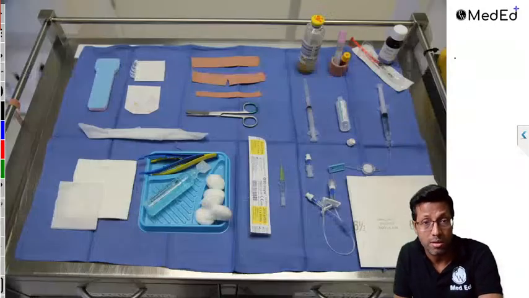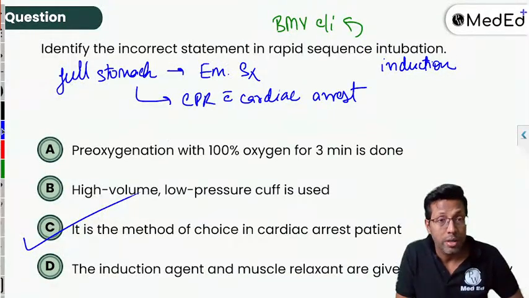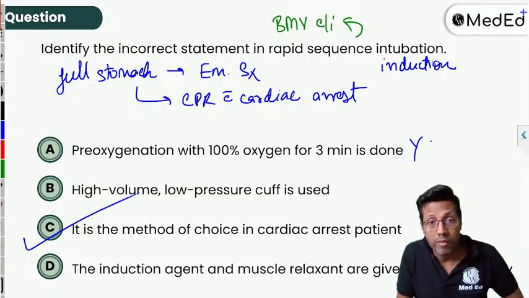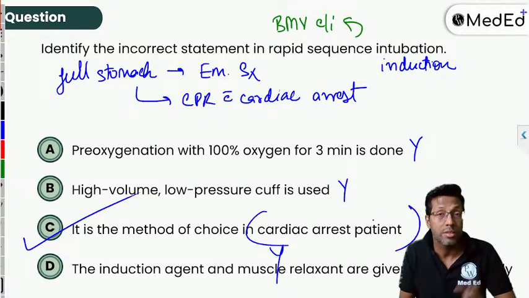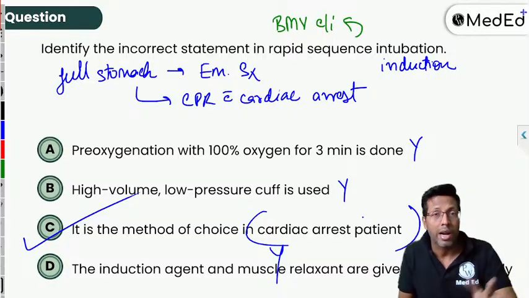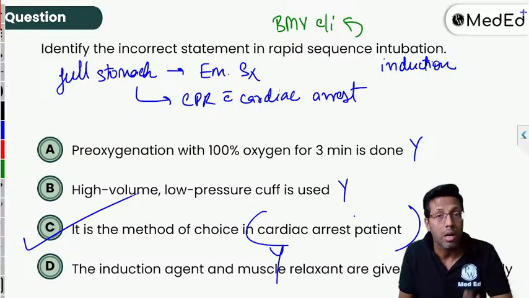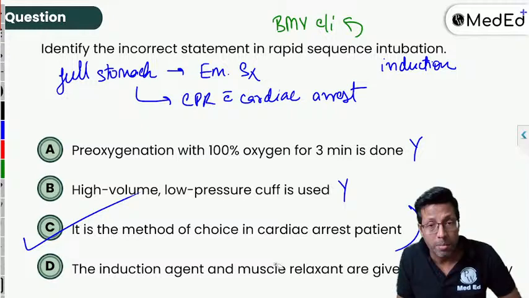So talking about the answers now. Are you pre-oxygenating? Yes. Is the high volume, low pressure cuff used? Yes. Are the induction agent and muscle relaxant given? Yes. Is it the method of choice in a cardiac patient? No. This is the only one which is incorrect. Yes, you can use it, but ideally it is used for a patient who's full stomach coming for emergency surgery. Thumbs up, guys. Is it clear?